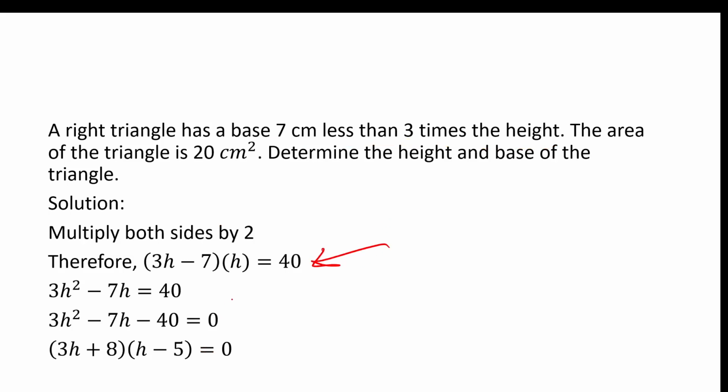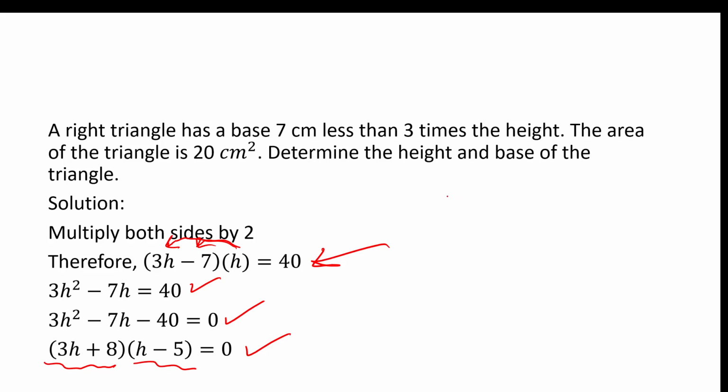We're now going to distribute in the h on the left-hand side. So we get 3h squared minus 7h equals 40. That means 3h squared minus 7h minus 40 equals 0. That means 3h plus 8 times h minus 5 equals 0. We factored out the left-hand side. Quadratic formula also would have worked there.